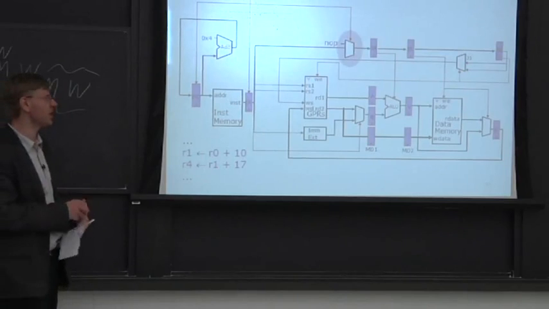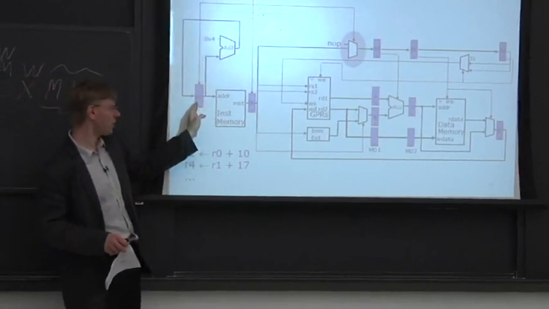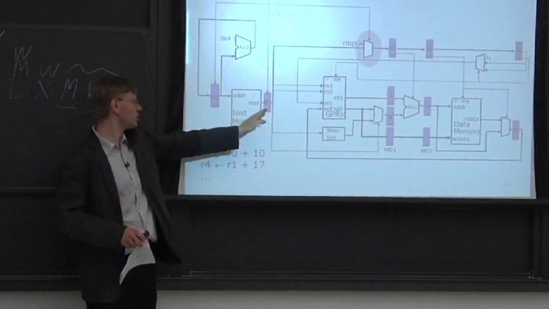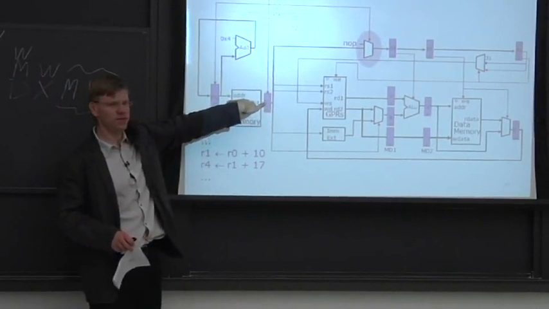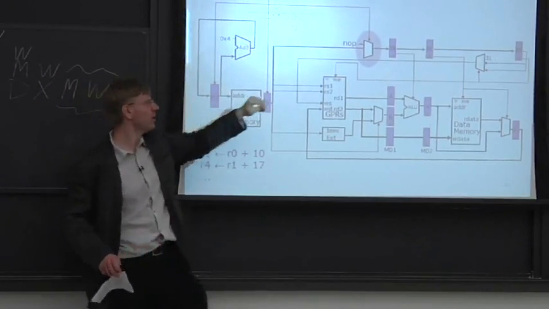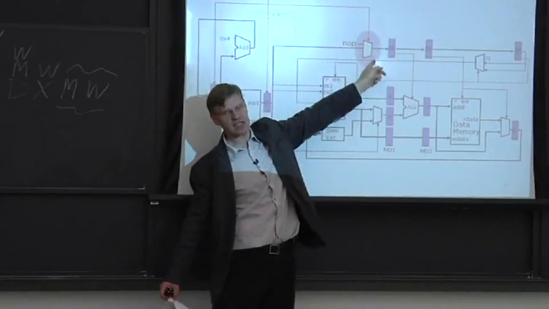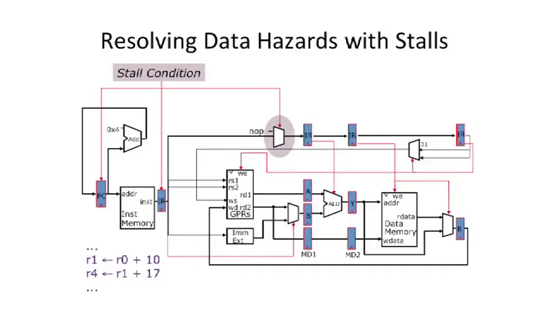And the stall condition, as I said, goes to the program counter and the instruction register, so these flip-flops before the stall point. And it's also going to go into the select line on this multiplexer to choose to insert no-ops. OK, so that's the beginning of this.